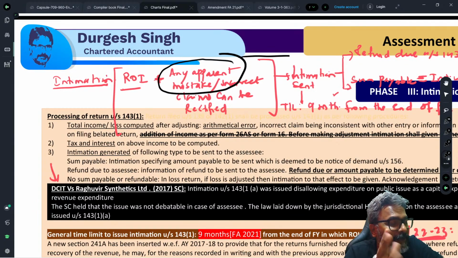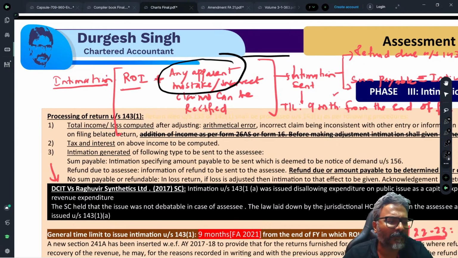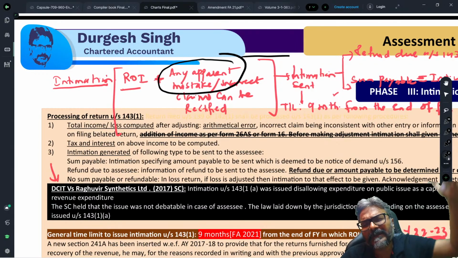So students, in this particular case, the assessee was an assessee of Gujarat, and while filing the return of income, he overlooked an earlier judgment of the same Gujarat High Court on the same issue, and accordingly he filed the return of income.